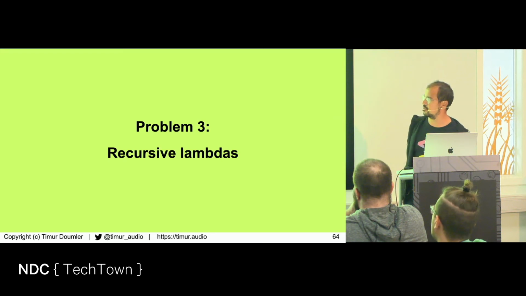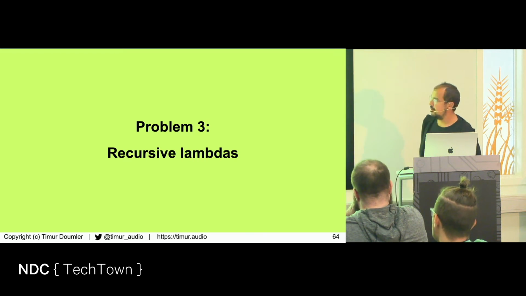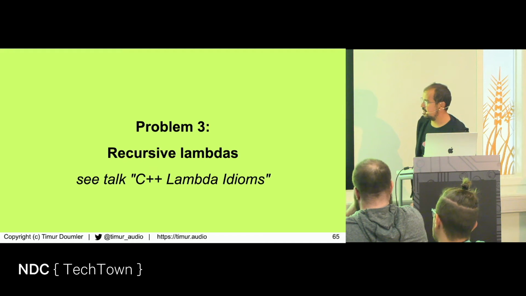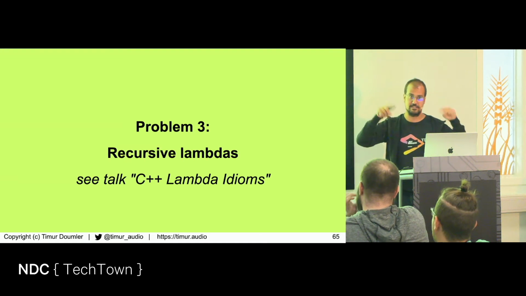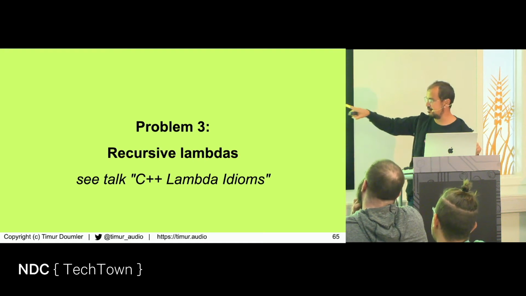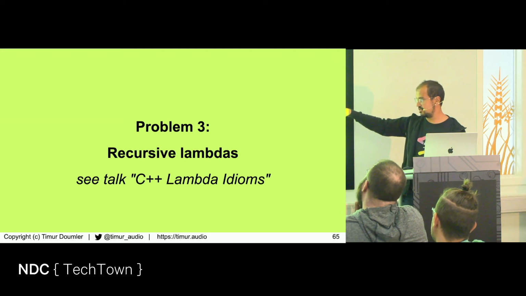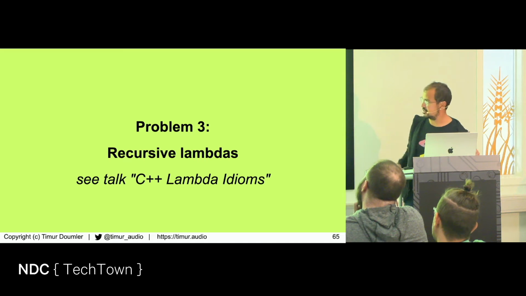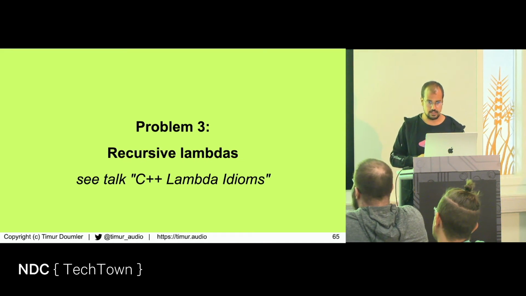And here's the third problem that it solves. It lets you write recursive lambdas in a really cool way. And that one actually, I decided to skip for now. You can stay in the room and listen to the next talk that I'm going to give just after this one. And then I'm going to talk in depth about lambdas. And I'm also going to cover this as well. So this is really cool. Stay in the room if you're interested in how to do this. Right. This is deducing this.